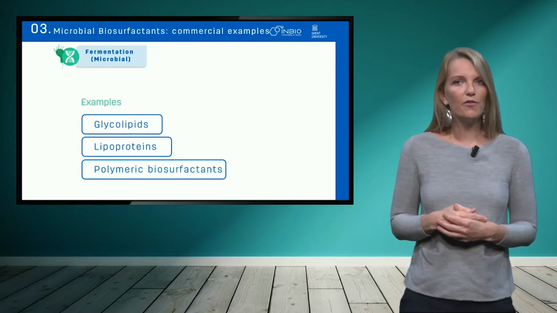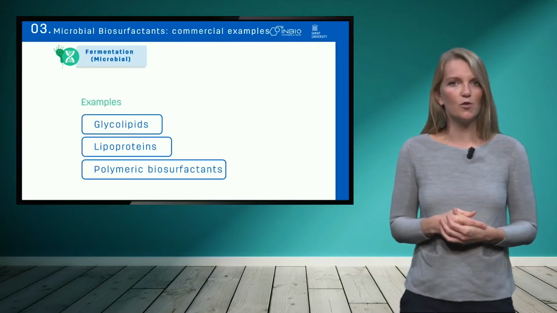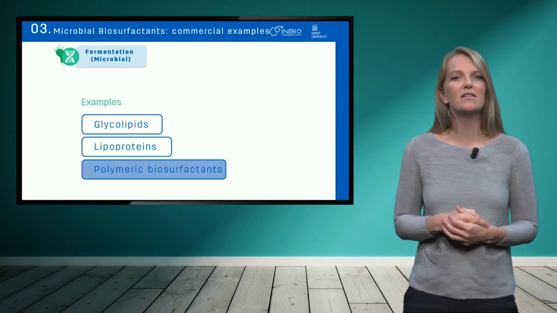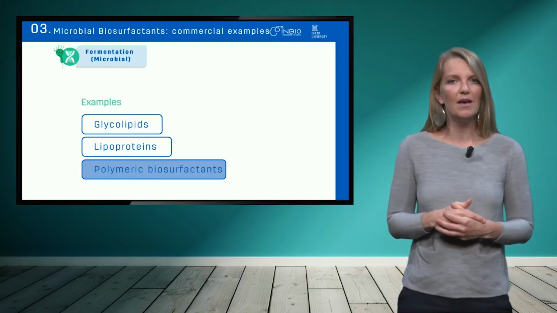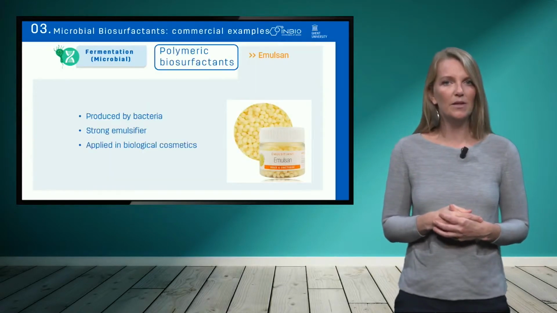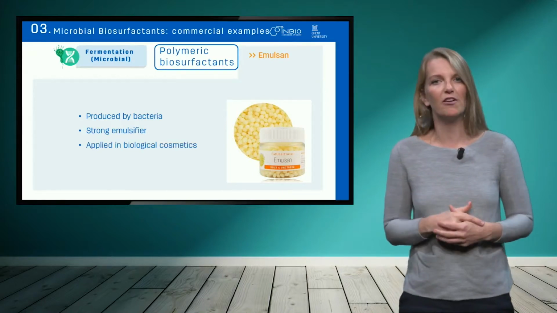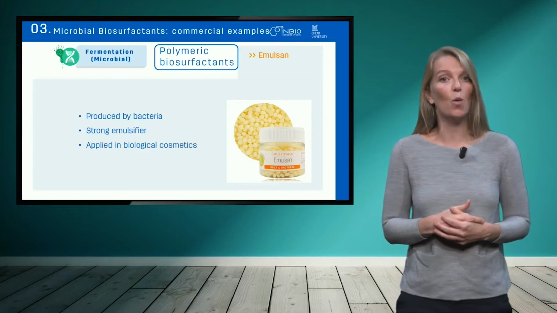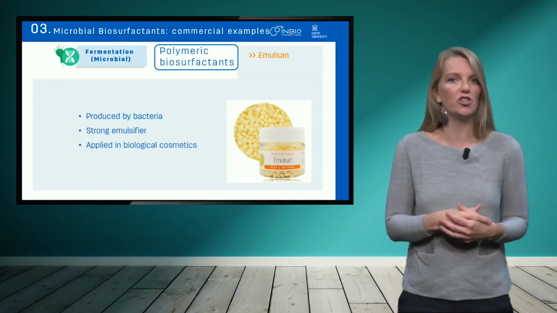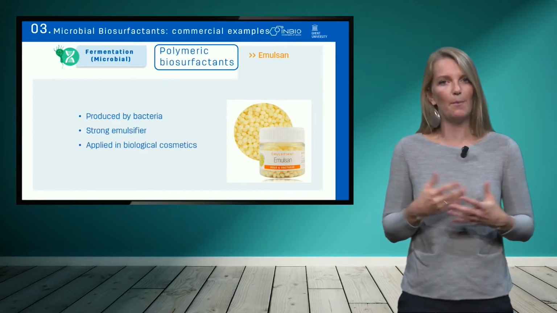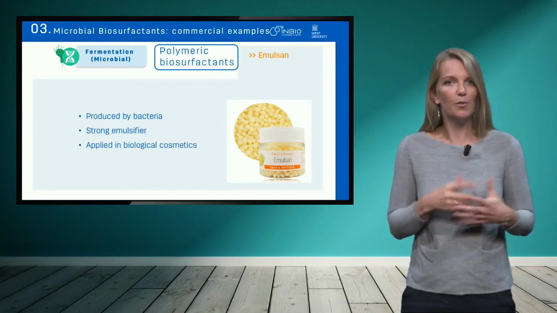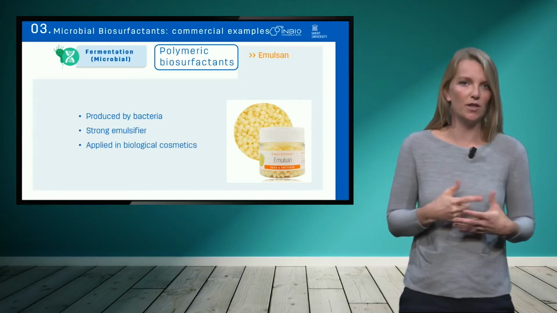A last group of microbial biosurfactants are so-called polymeric biosurfactants, and I will give one example. Emulsan is one example, and these biosurfactants are actually mainly produced on a very low scale for DIY purposes. For example, if you want to generate your own cosmetic, you can then buy this natural polymeric biosurfactant as a natural emulsifier.